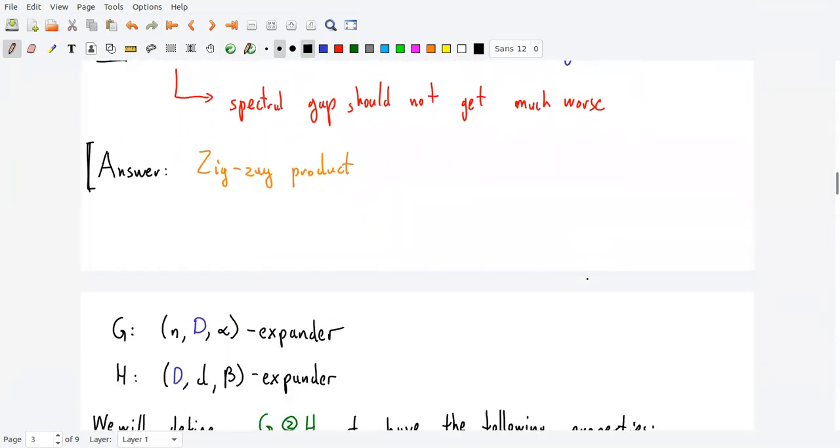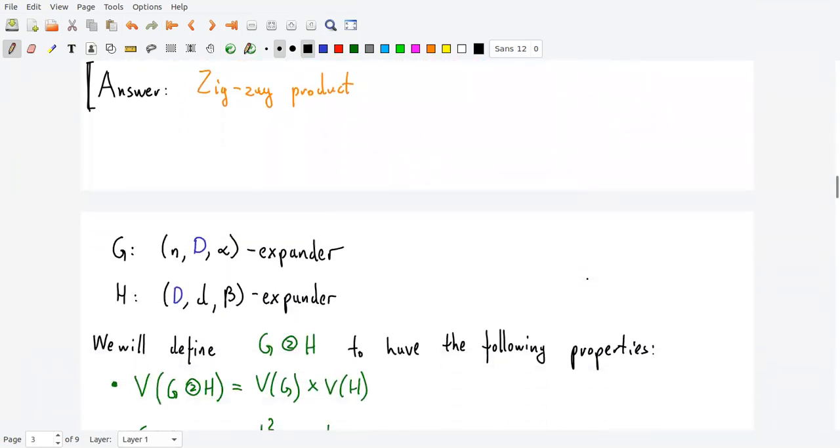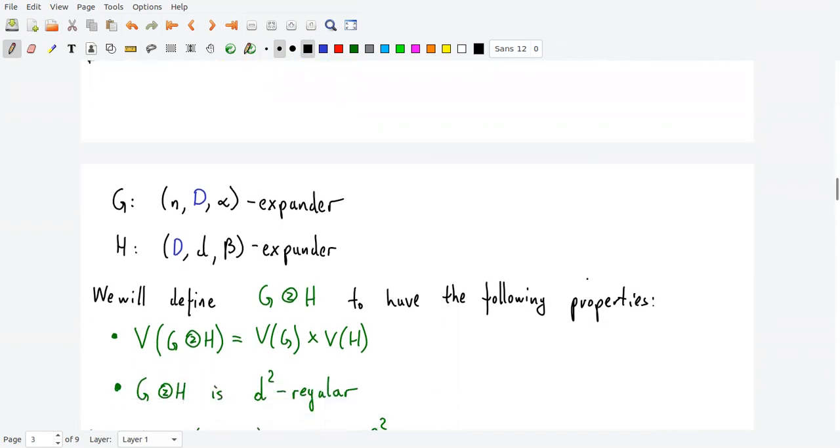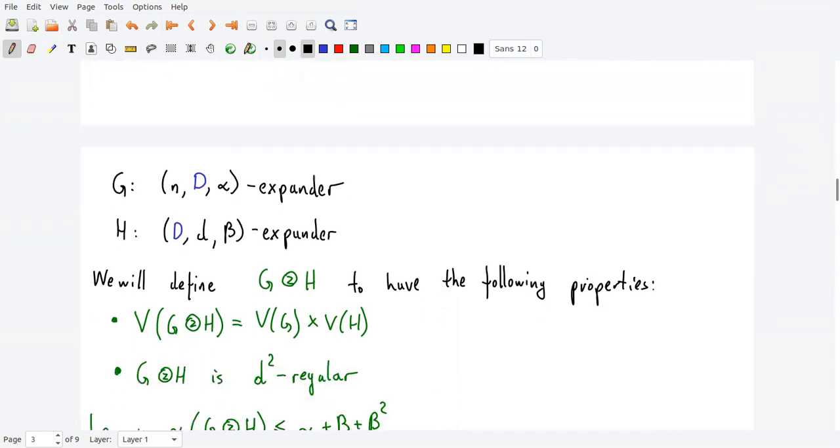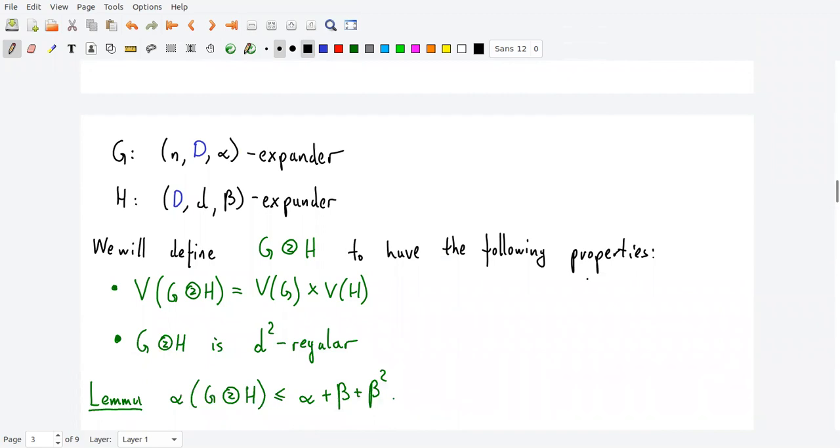So let's go further to talking about the zigzag product. The zigzag product, so far I will not define. The definition will be a little bit more complicated. We'll do it later. But first, I would like to speak about the properties of the zigzag product. So first of all, what kind of graphs can I multiply using the zigzag product?